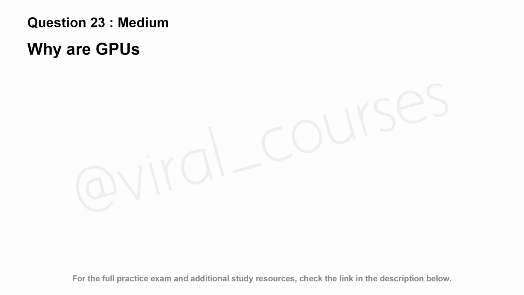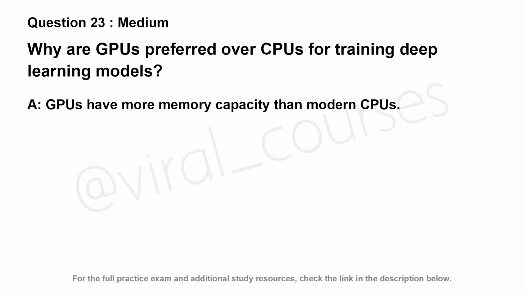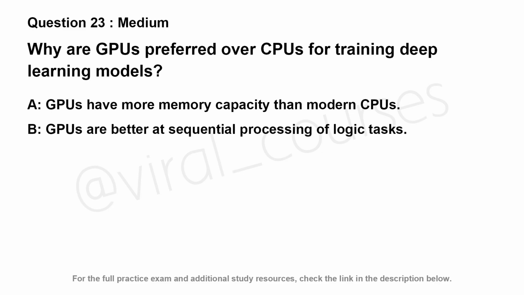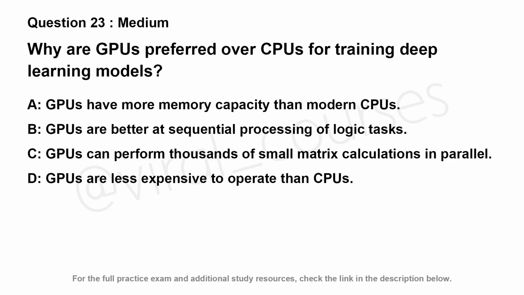Why are GPUs preferred over CPUs for training deep learning models? Option A. GPUs have more memory capacity than modern CPUs. Option B. GPUs are better at sequential processing of logic tasks. Option C. GPUs can perform thousands of small matrix calculations in parallel. Option D. GPUs are less expensive to operate than CPUs.